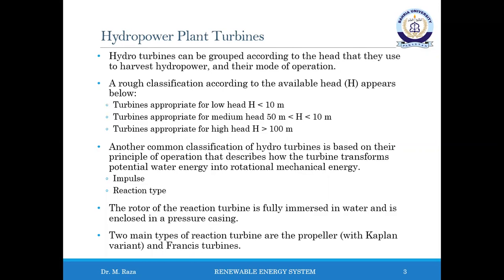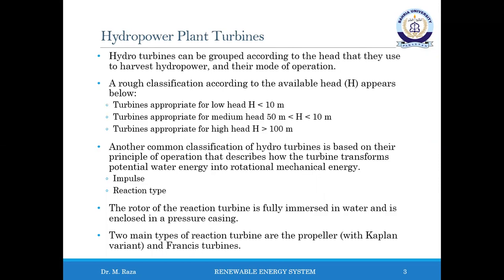Another common classification of hydro turbines is based on their principle of operation, such as impulse and reaction type, which describes how the turbine transforms potential water energy into rotational mechanical energy. The rotor of the reaction turbine is fully immersed in water and is enclosed in a pressure casing. The runner blades are profiled so that the pressure difference across them imposes lift forces, just as on an aircraft wing, which cause the runner to rotate.